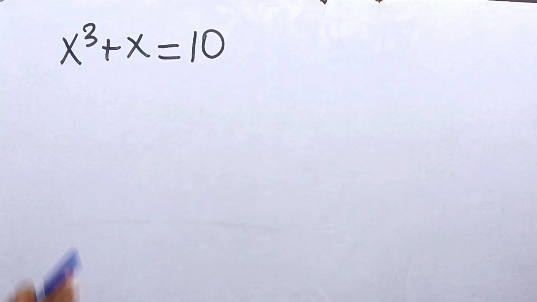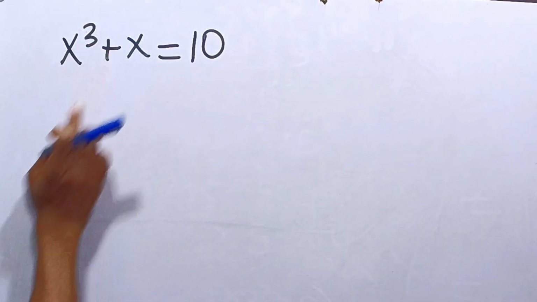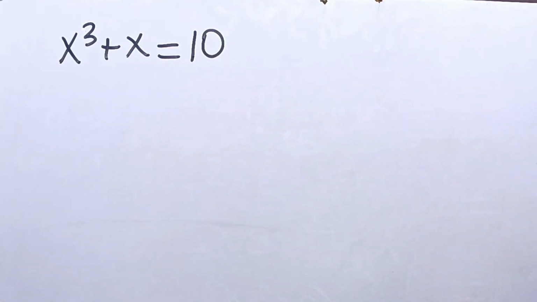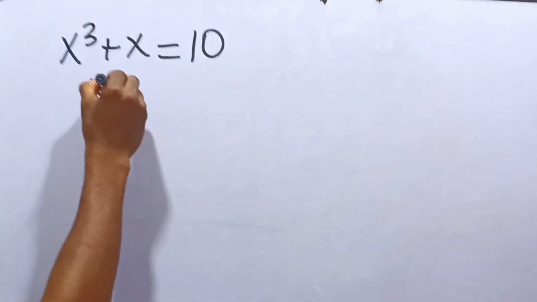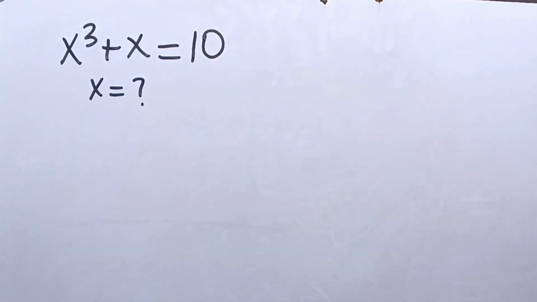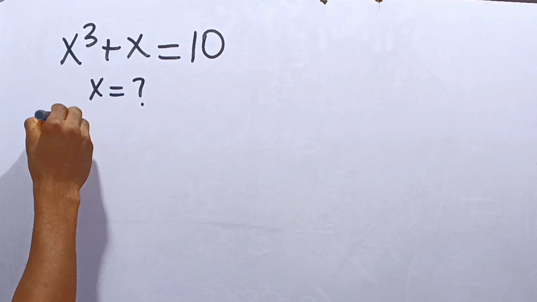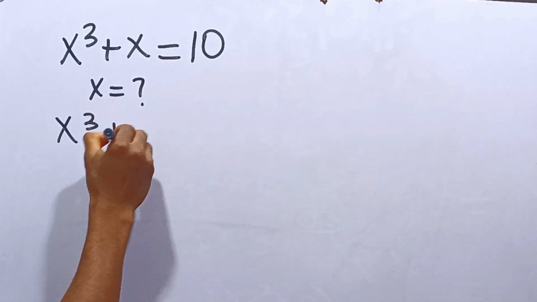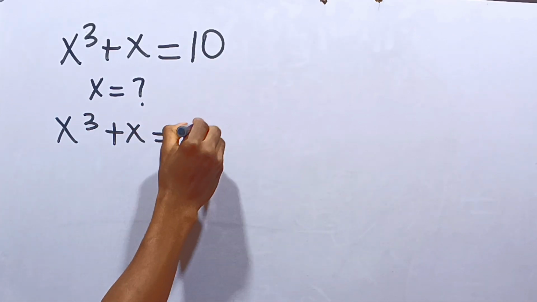Let's solve this together. It says x cubed plus x is equal to 10. You have to solve for the value of x in this equation. Okay, so the first thing we can do here is, let's write this first. So you say x cubed plus x is equal to 10.